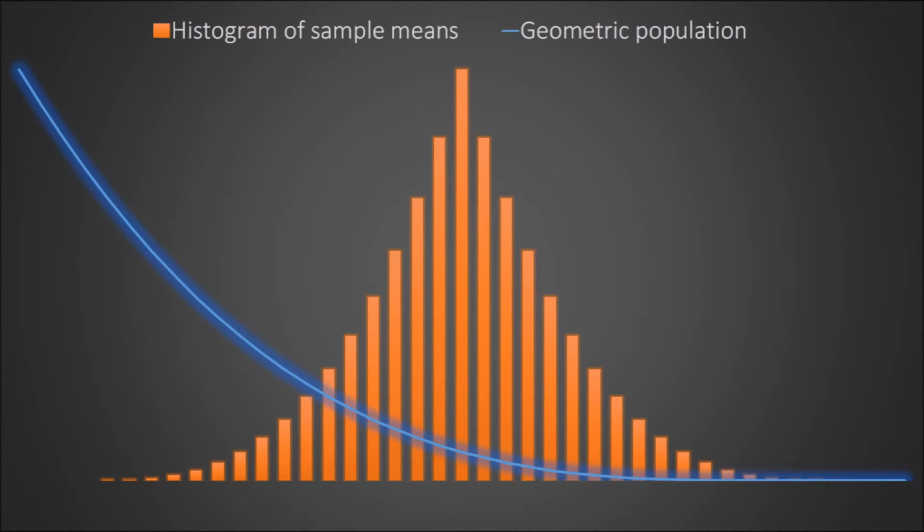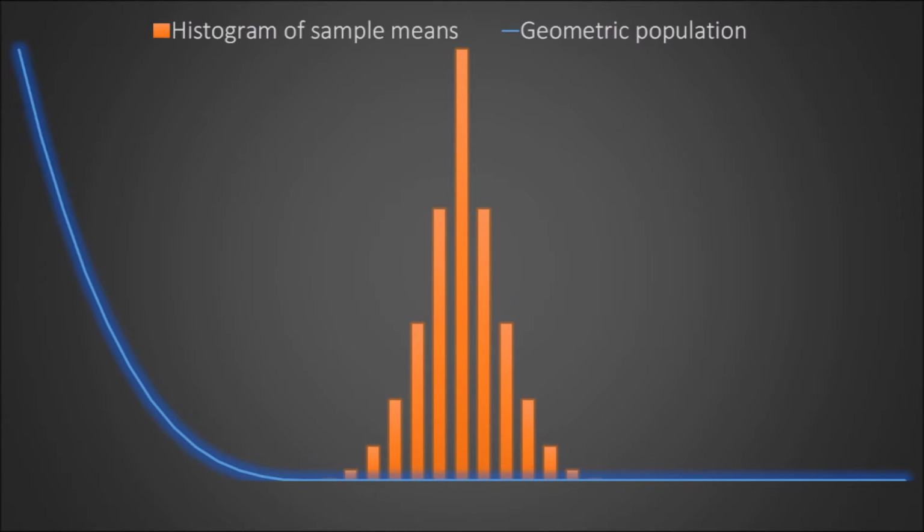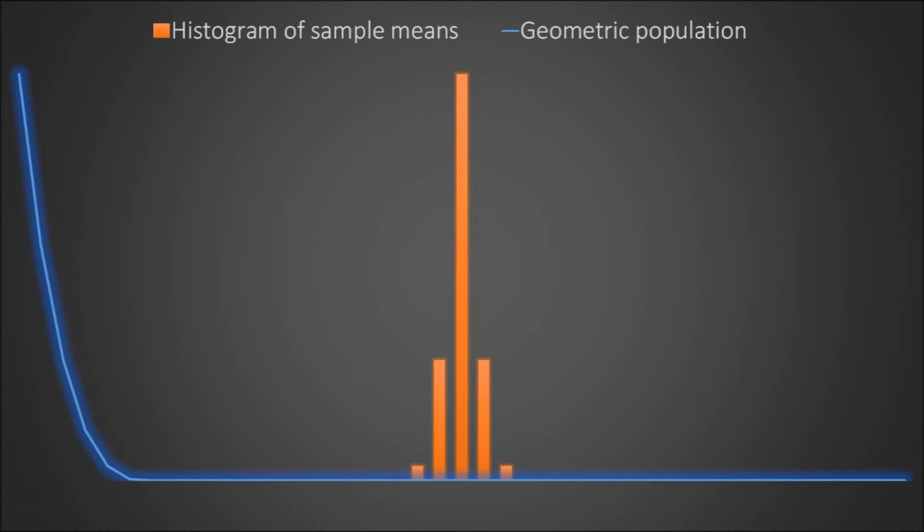The same principle applies as example 1. If you continue to increase the sample size, the distribution's tails get shorter and the data is more concentrated around the mean.